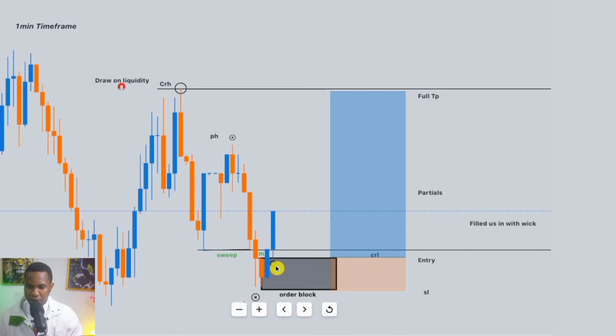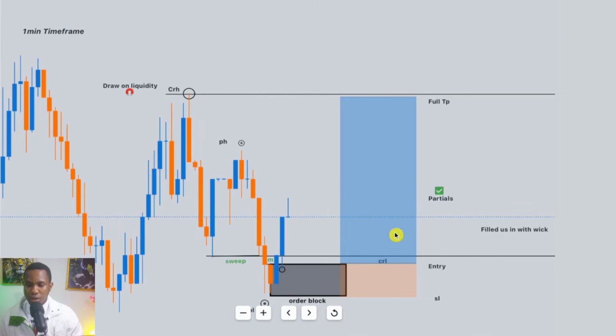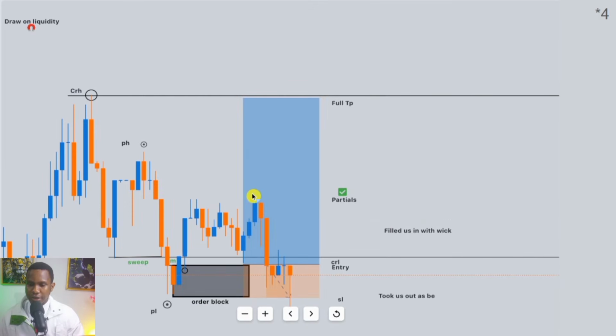It feeds us in with this wick. We take our partials, move to break even, and let the remaining run towards full take profit. And can you see the market closed us out at break even, guys?